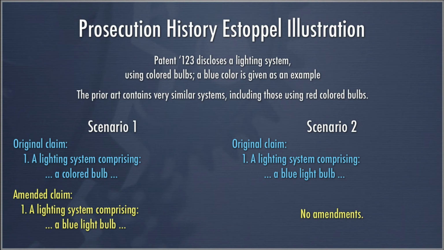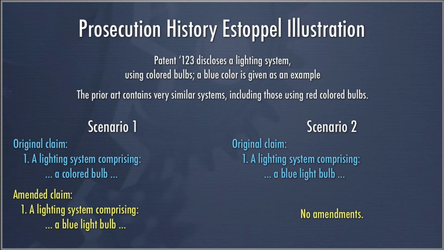Scenario 2 is slightly different. Same claim, same invention, but the claim as filed is different. The original filed claim is a lighting system comprising a blue light bulb, because that claim was narrower from the outset, and there were no amendments. The patent examiner did not require any amendments, and the claim was issued as originally filed.